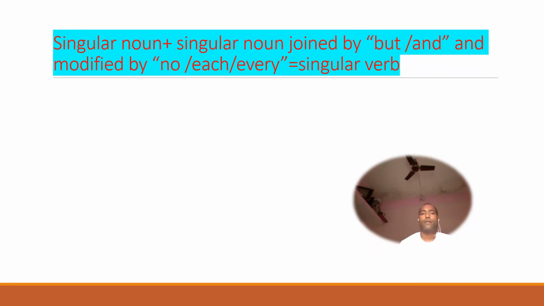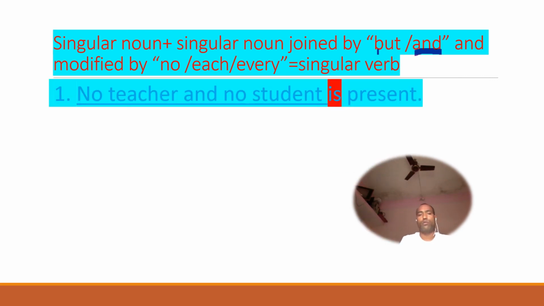Let us say singular noun plus singular noun. If two singular nouns are joined by but or and, out of these two, one will be joining there, but or and. If any one of them is modified by no, each, every, no and singular noun, or every and singular noun, or each and singular noun, there will be the case. Let us see an example at first, it will make you more clear.